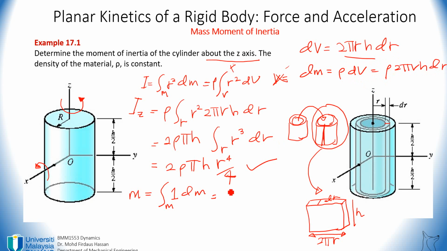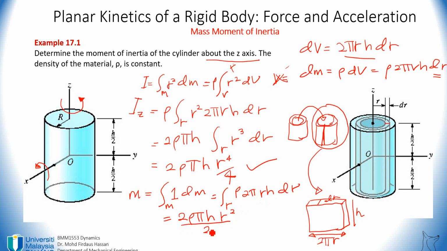So you integrate this one with respect to r, not m anymore. You change to r: rho 2 pi r h dr. So you will get that answer, which is 2 rho pi h. So you integrate r, and you get r squared divided by 2.